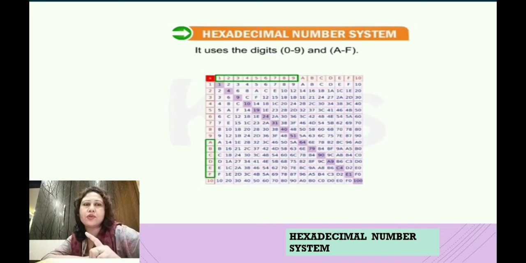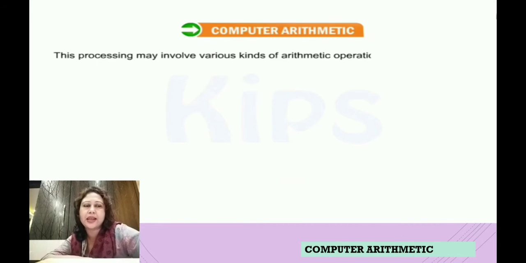If you count from 0 to 9, it is 10 digits, and if you count the characters from A to F, it is 6. So 10 plus 6 is 16. Therefore the hexadecimal number system has 16 as its base. So let's go to the next topic, that is computer arithmetic.